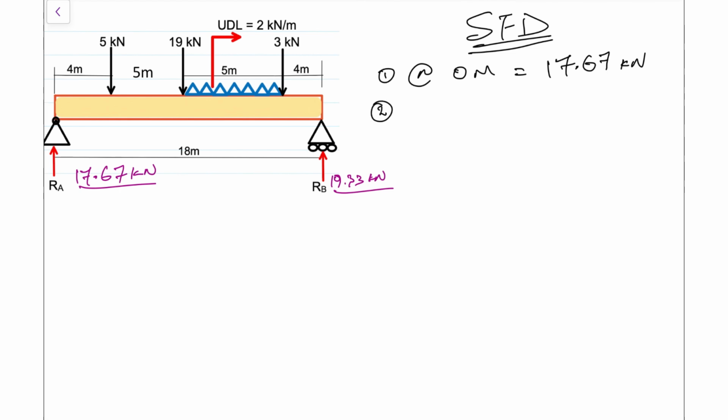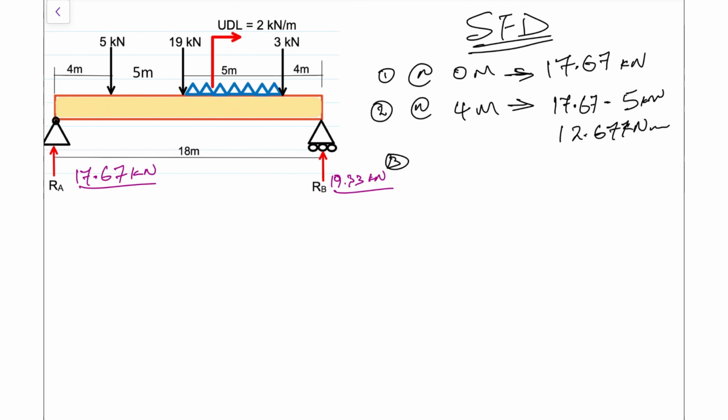And then we move on to the next point at 4 meters. At 4 meters, we're going to end up with 17.67, that would be going up, and we need to subtract that 5 kilonewtons that's going down. So the coordinate that we would be left with is 4 meters, and that should be plotted at 12.67.